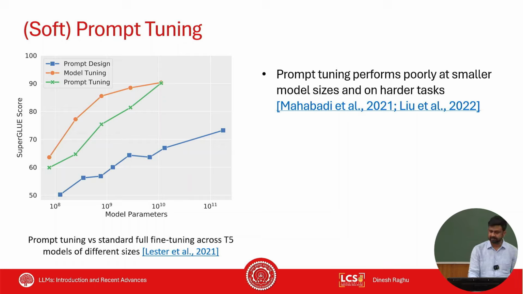So what they see here is that when you have smaller models, it's better to do full fine tuning, because prompt tuning or prompt engineering does not give you as much accuracy as full fine tuning gives. But as you keep increasing the model size, prompt tuning catches up with full fine tuning. Irrespective of how much you do hard prompting, there is a huge gap even for the 11 billion model.